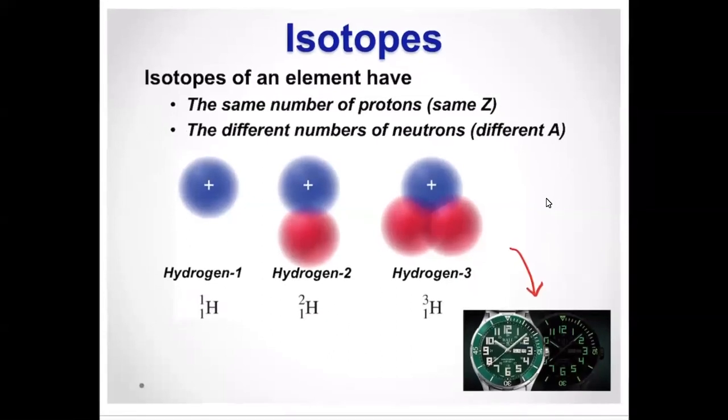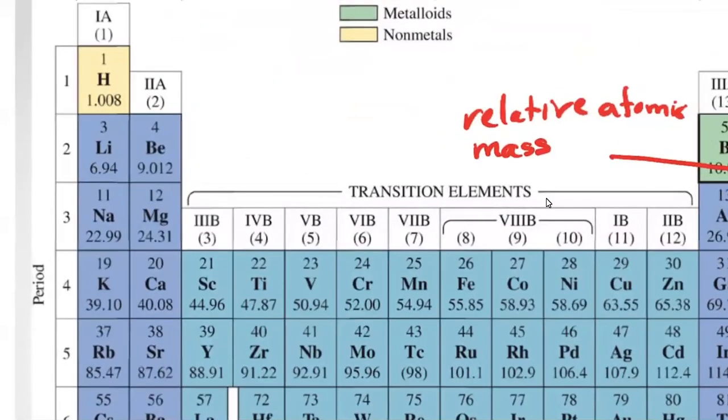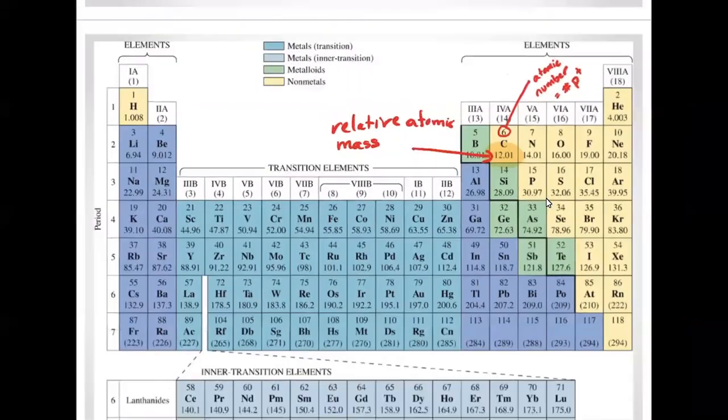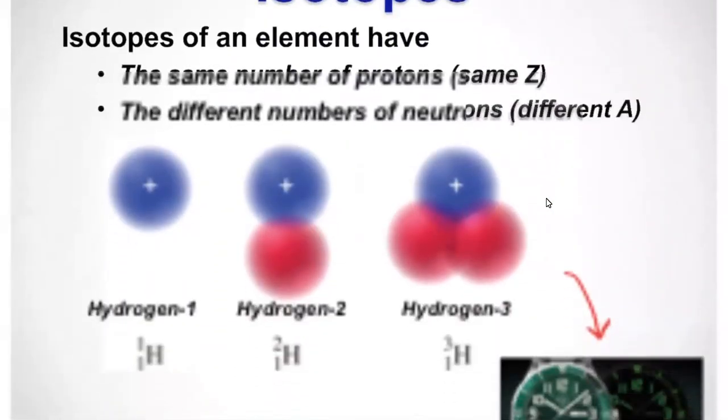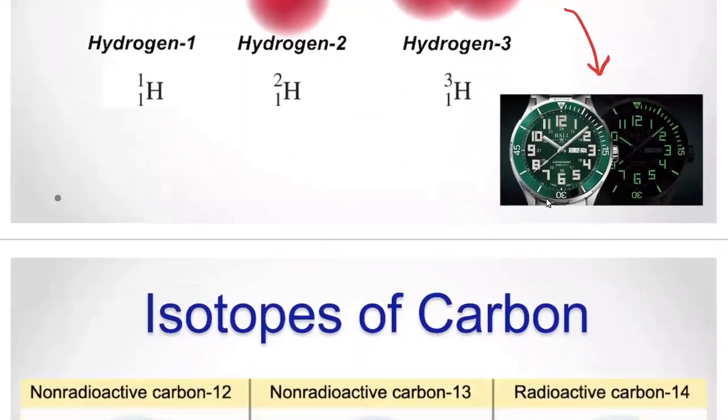Okay, so an isotope of an element will have the same number of protons, but a different number of neutrons. And this is why you'll see here for hydrogen that the relative atomic mass is not exactly 1, it's higher than 1 because you have these other isotopes. Even though hydrogen 1 is the most abundant, you still have some hydrogen 2 and hydrogen 3 in the universe, and that's making that relative mass bump up a little bit.